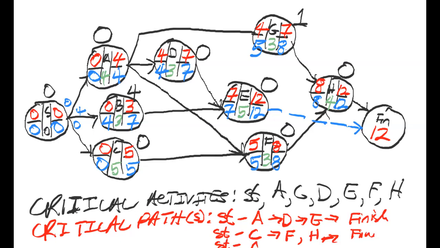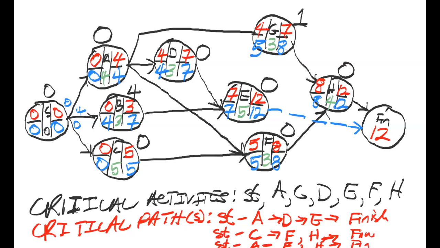Start, you go back to A. From A, you go straight to F. And from F, you go to H. And from H, you go to finish. So there are actually three critical pathways in this.